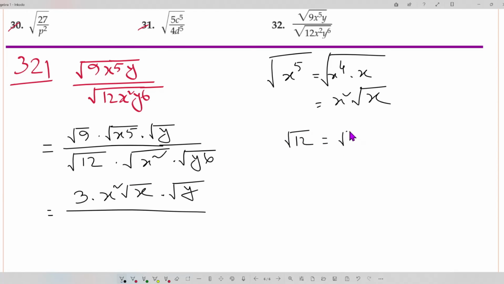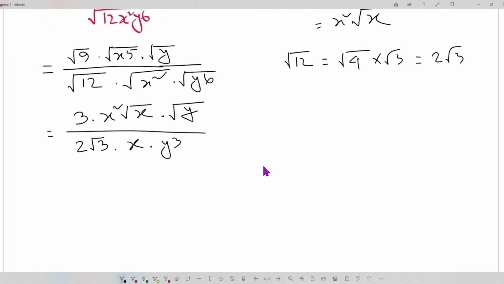Now root 12 is root 4 times root 3. So 2 root 3, root 4 means 2 and root 3 is root 3. So we can write this one 2 root 3 times root x square means x times root y to the power 6 means y cube.